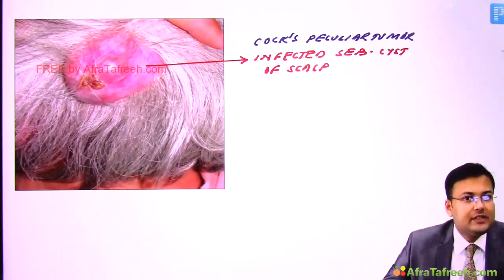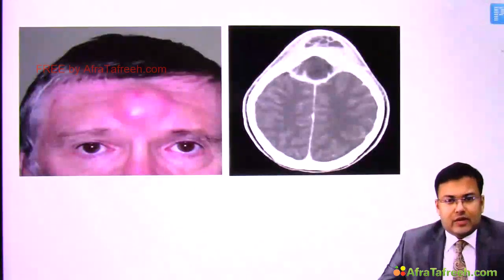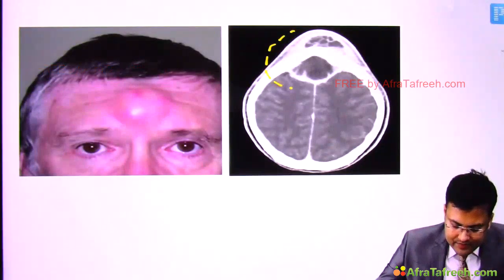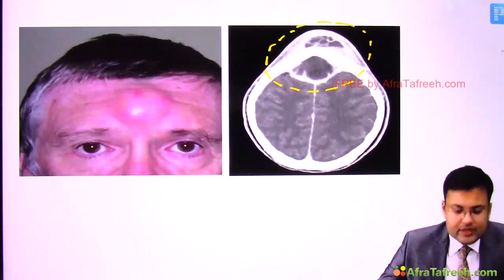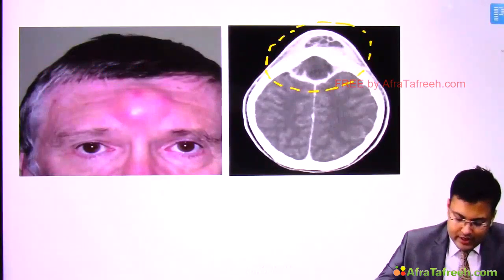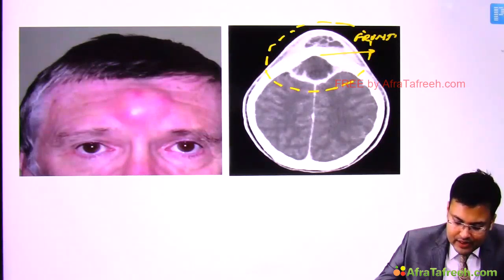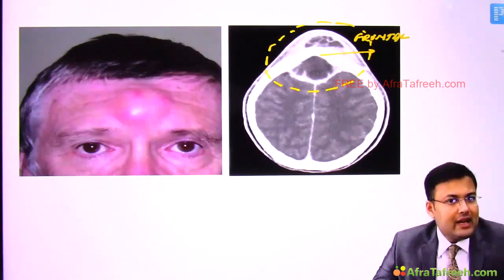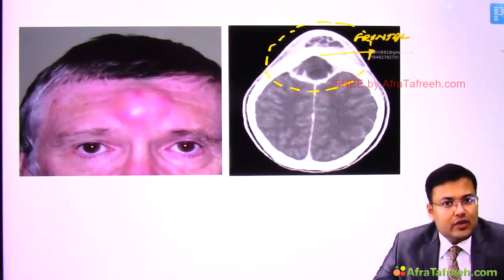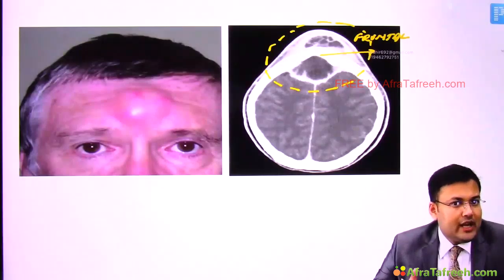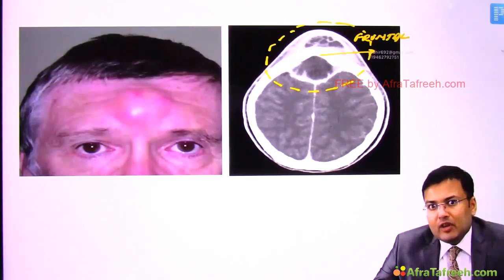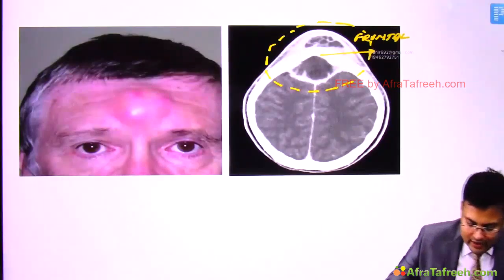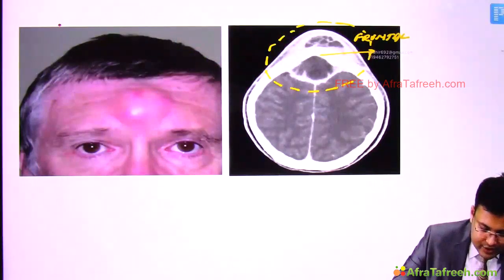This is the first question. Now in these two pictures, what can you see here? There is osteomyelitis of skull bone. And which bone? You can see that there is osteomyelitis of frontal bone. Clear? So osteomyelitis of skull bones is known as Pott's-Puffy tumor. And which bone is most commonly involved? It is frontal bone. Clear? So this is Pott's-Puffy tumor.